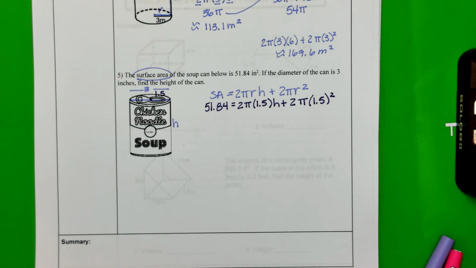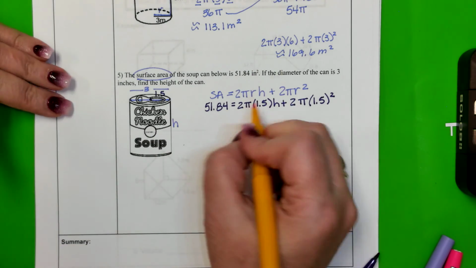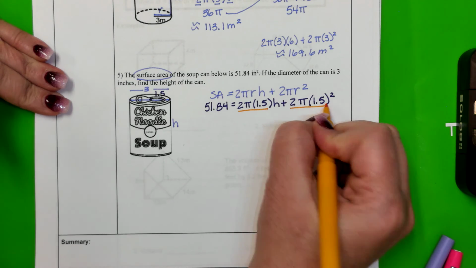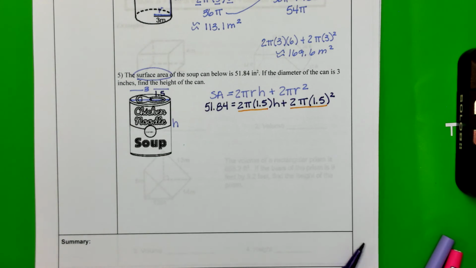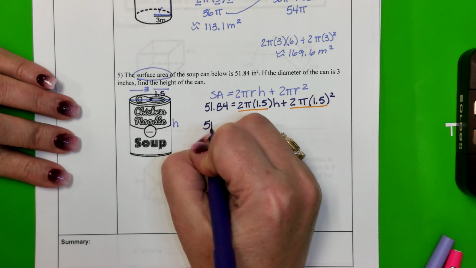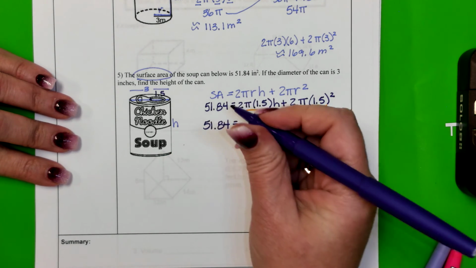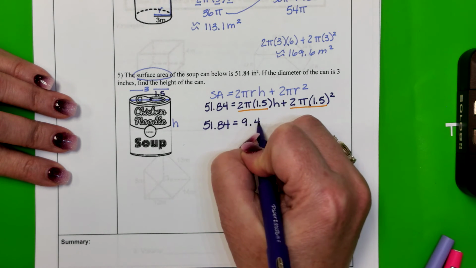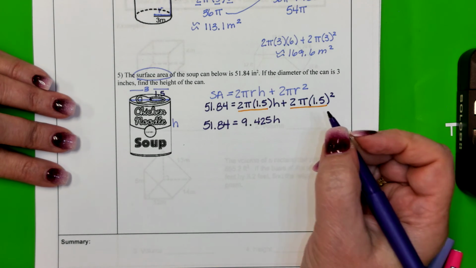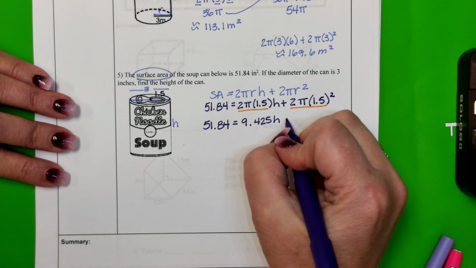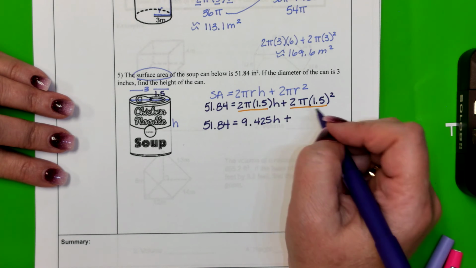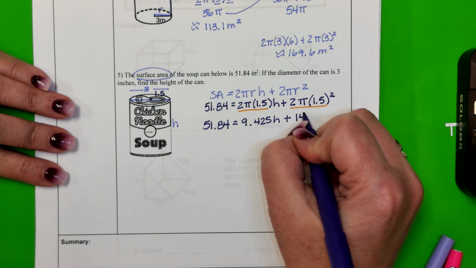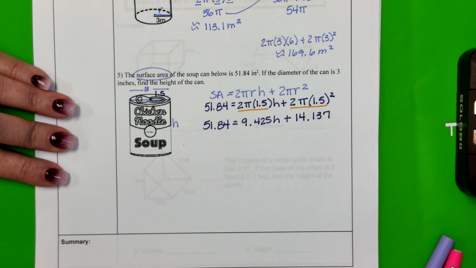Now, here's probably the easiest thing that you can do. Go ahead and do any math that you can do. Okay, I can do this math right here, and I can do all of this math right here. I can multiply all that out. That's all stuff I can type in on my calculator. So 51.84 is equal to, if you do 2 times pi times 1.5, you're going to get 9.425. It's a good idea to keep several decimal places and then not round until the very end. Plus, type in 2 times pi times 1.5 squared, and you get 14.137. Again, I just kept 3 decimal places so that when I round at the very end, it will be more accurate.